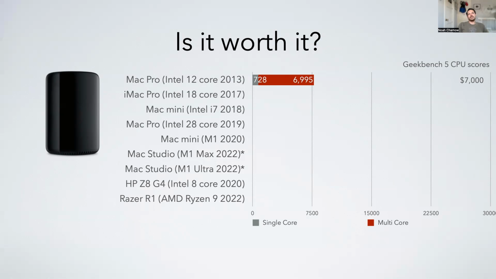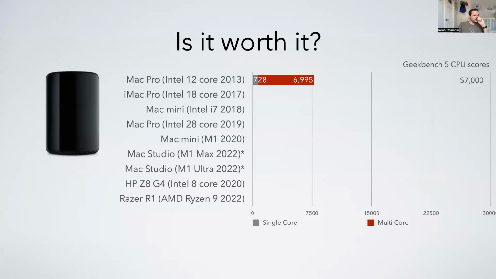And Geekbench is basically a way of measuring CPU performance, and it's broken up into single core performance, which is the performance when you're using one core of the computer, which would be for anything that's not multi-threaded. So basic stuff like web browsing, basically anything outside of video editing where you're using multiple CPU cores. The single core on the 2013 Mac Pro was 728, and the multi-core was around 7,000.